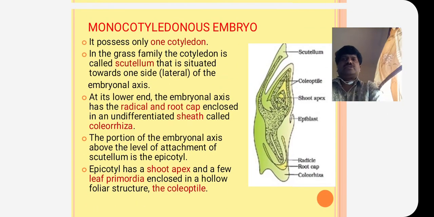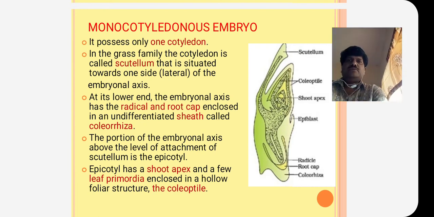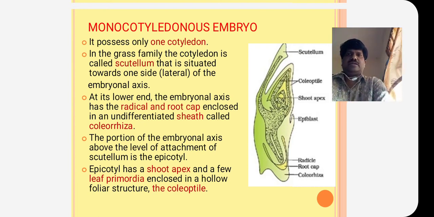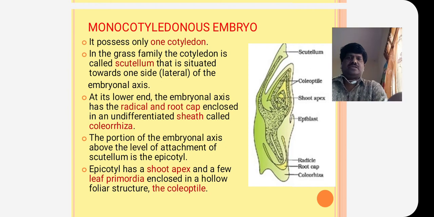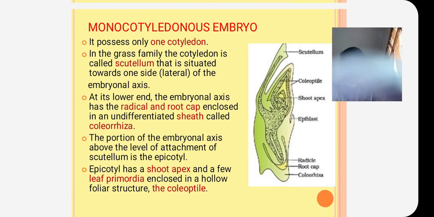In case of the monocot embryo, you can find only one cotyledon, and this cotyledon is generally called the scutellum. It is situated at the lateral side of the embryonal axis, and at the lower end of the embryonal axis it has the radicle and root cap, enclosed with a sheath called the coleorhiza. The upper portion has the shoot apex with a few leaf primordia, enclosed in a hollow foliar structure called the coleoptile.